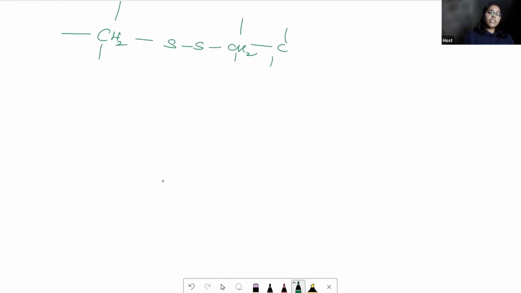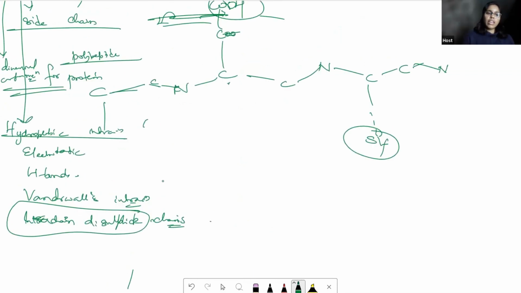Coming to quaternary structure, in quaternary structure, you will have all kinds of interactions like hydrophobic interactions, electrostatic interactions, sulfide bonds. And quaternary structure will have more than 2 polypeptides. Hence, it can be multimeric or it can be monomeric.